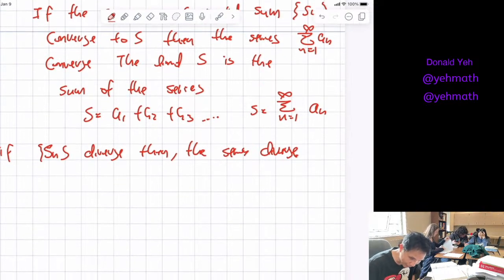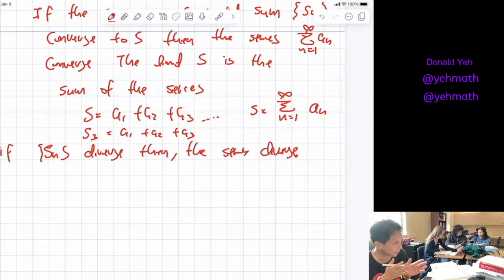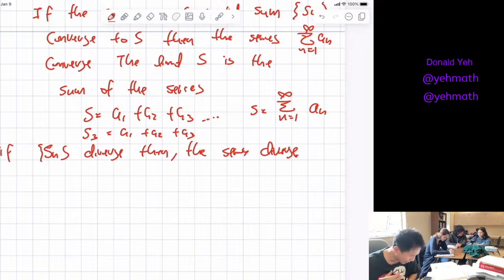So if I have S3, that just means a1 plus a2 plus a3. So you stop at the third term. If you sum at the third term, then you're just going to have S3, and that S3 is equal to a1 plus a2 plus a3. So that will be the example. Okay.